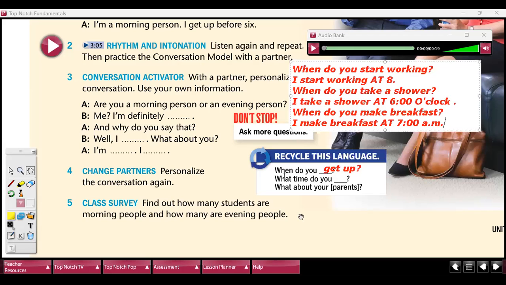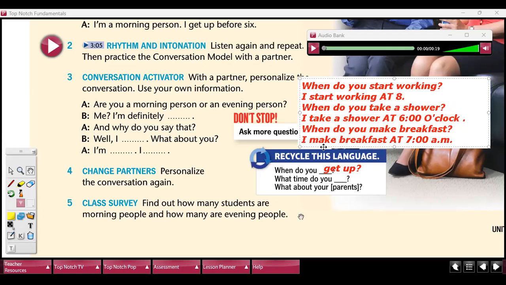What time do you? O pueden utilizar a qué horas. What time do you? Or when do you? También pueden preguntarle de alguien más. Say, what about your brother? Is he a morning person or an evening person? ¿Qué hay de tu hermano? ¿Es él una persona que madruga o se levanta tarde? Okay, but try to add some more questions. Por lo menos de tiempo.